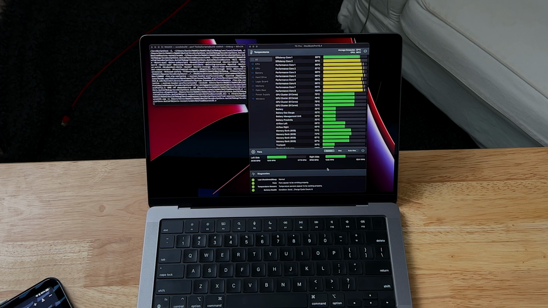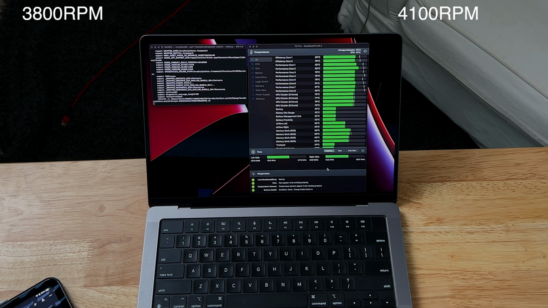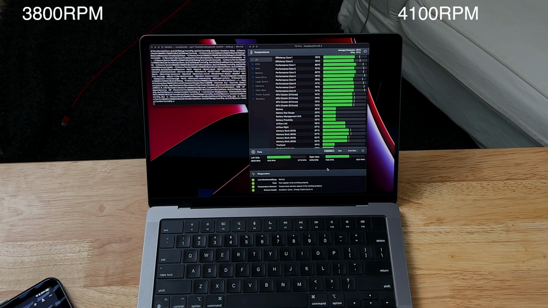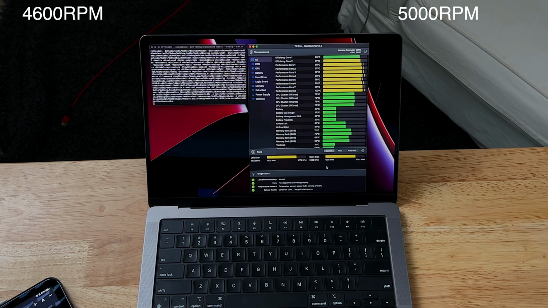All right, so we are about 3 minutes 30 in. You can see those performance cores, 8, 7, a couple of them there, 100 degrees Celsius, just touching that briefly. 3,800 on the left, 4,100 on the right. I can hear them. All right, so about 5 minutes, 45 seconds in, 4,600 on the left, around 5,000 RPMs on the right.